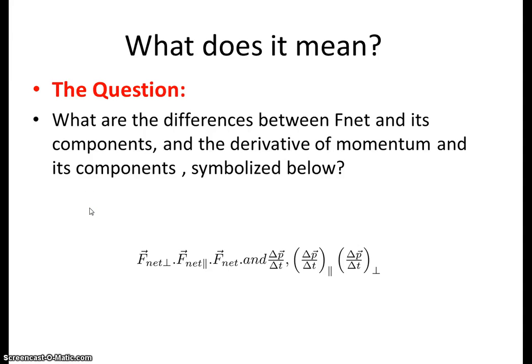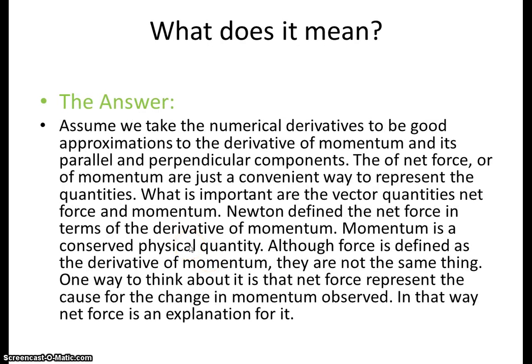What does it mean? What are the differences between F net and its components, and the derivative of momentum and its components, symbolized below here? We assume the numerical derivatives to be good approximations to the derivative of momentum and its parallel and perpendicular components. The net force or momentum are just a convenient way to represent the quantities. What is important are the vector quantities net force and momentum. Newton defined the net force in terms of the derivative of momentum. Momentum is a conserved physical quantity. Although force is defined as a derivative of momentum, they are not the same thing. One way to think about it is that net force represents the cause for the change in momentum observed. In that way, the net force is an explanation for it.